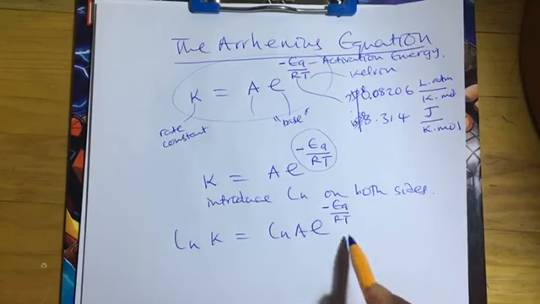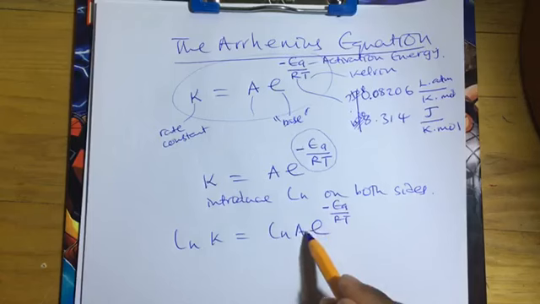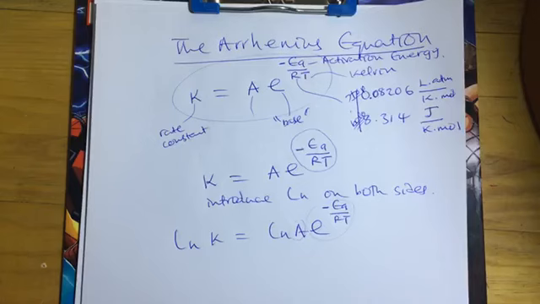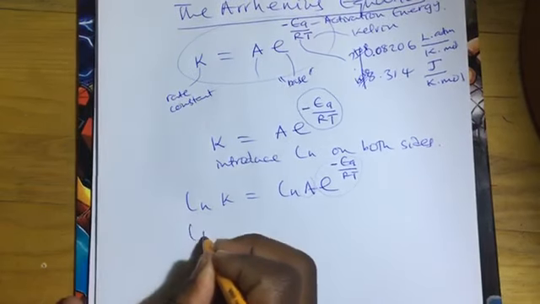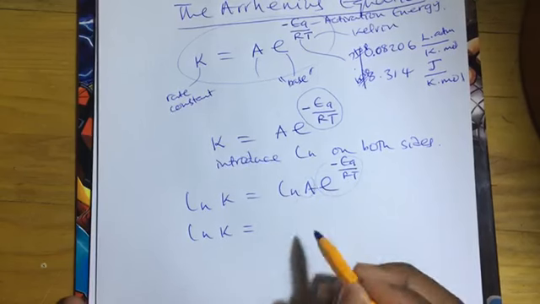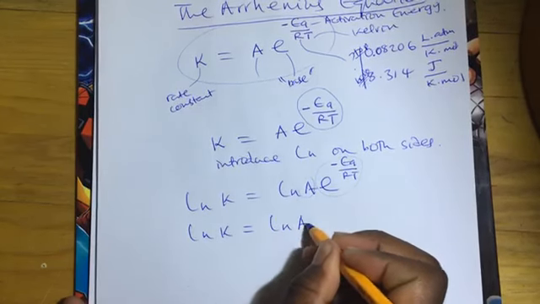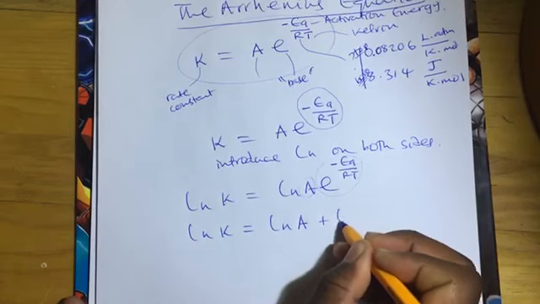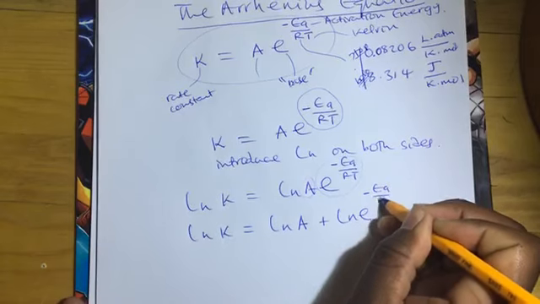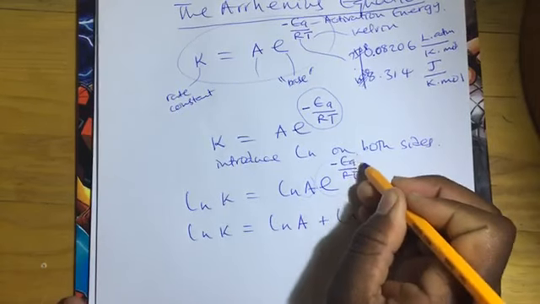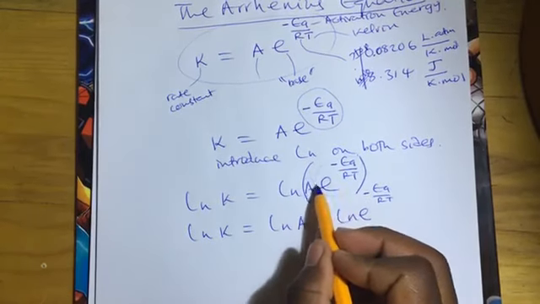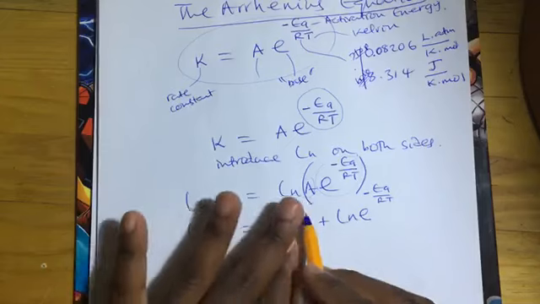Now, you guys know that when you're multiplying logs, it's as good as adding them, because this a is multiplying with this thing. So this can be written as ln k is equal to ln a plus ln e to the power negative Ea over RT. Actually, I should have put this in brackets, so the ln is for everything. And because these two things are multiplying each other, they're going to split up.